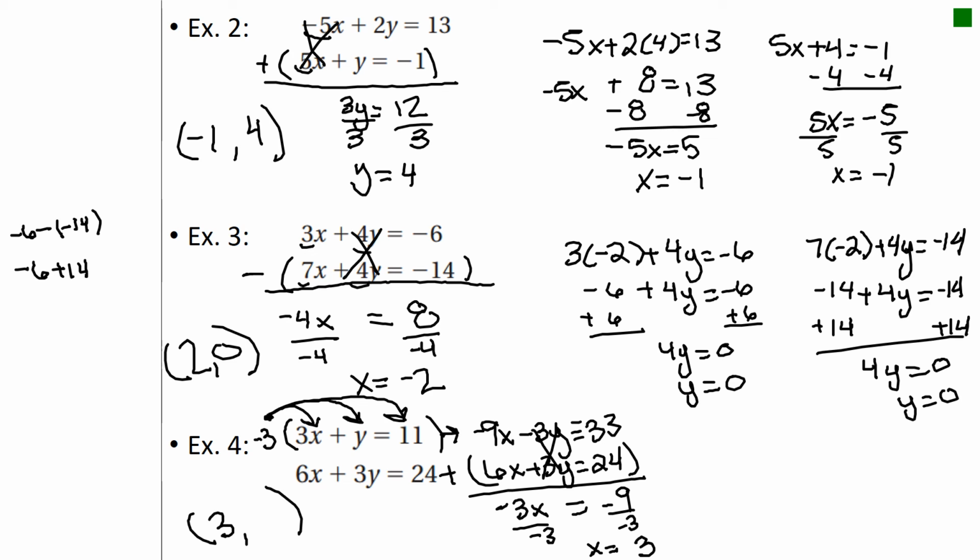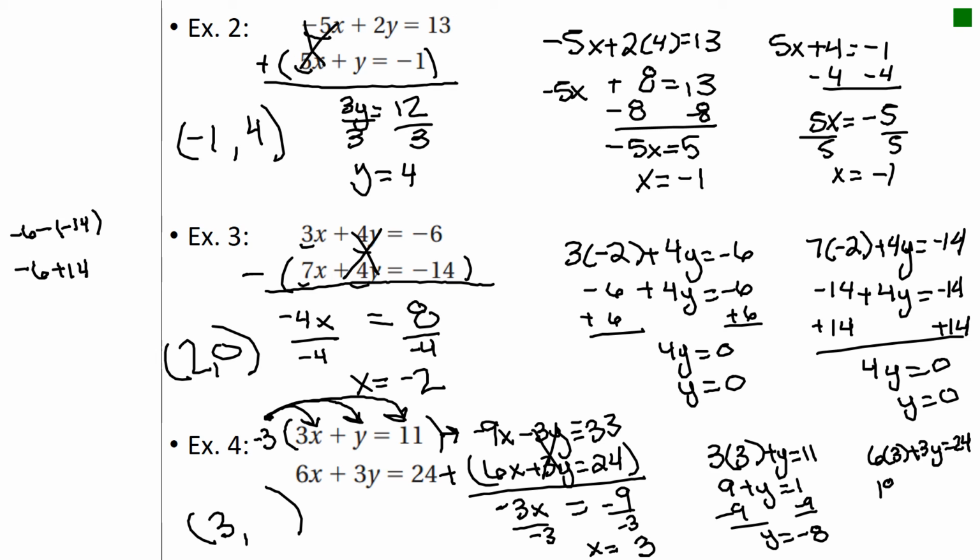Now we're going to find y by plugging into our original equations. 3 times 3 plus y equals 11, and 6 times 3 plus 3y equals 24. Back to our first one, 3 times 3 is 9, plus y equals 11. We're going to take away 9, y equals negative 8. Let's check with our second equation.